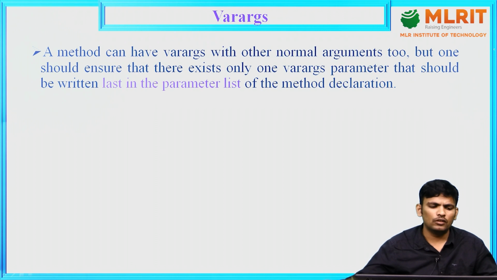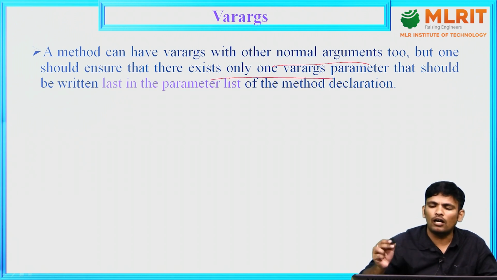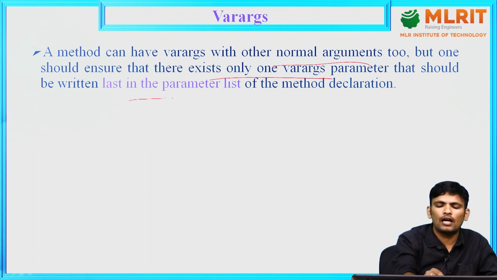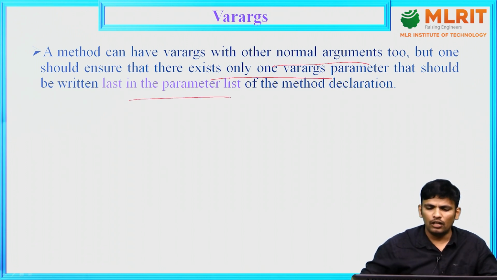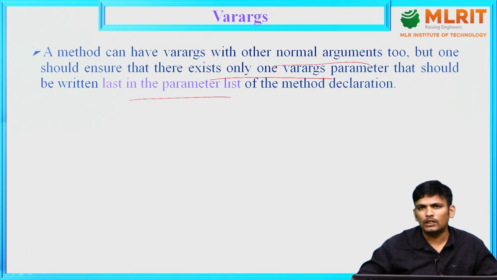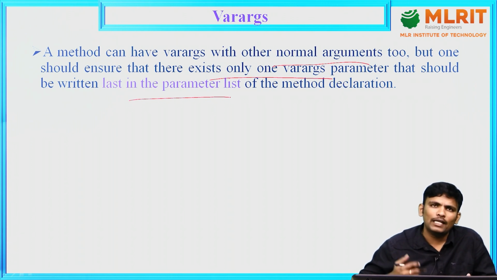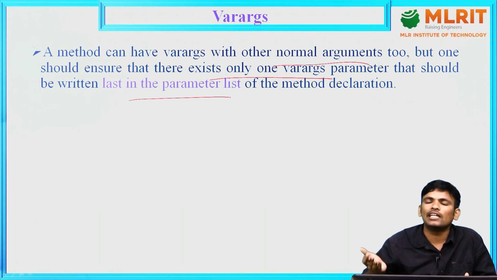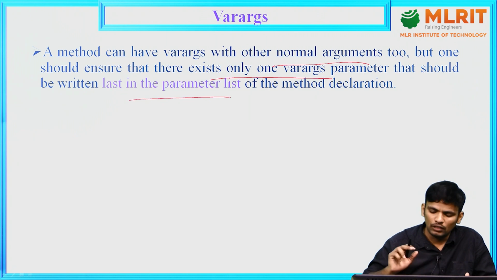Okay, so a method can have var-args with other normal arguments. We can also mix var-args with normal arguments, but one should ensure that only one var-args parameter exists and it should be the last parameter in the list. If you mix var-args with normal arguments, the var-args must be the last one. By mistake, if you write it first or anywhere else, it leads to a compile time error. That point I'll explain.